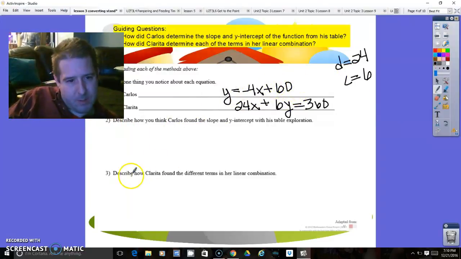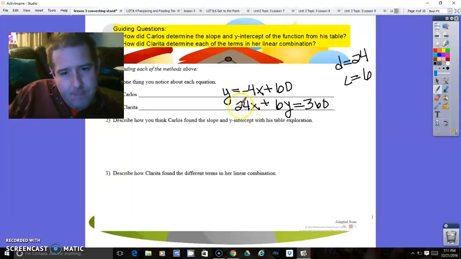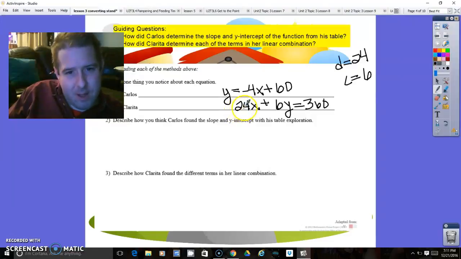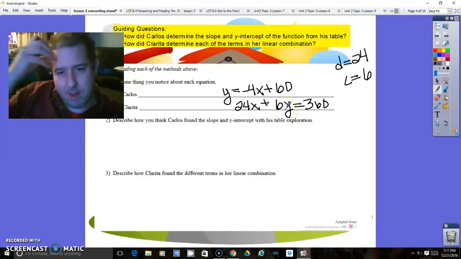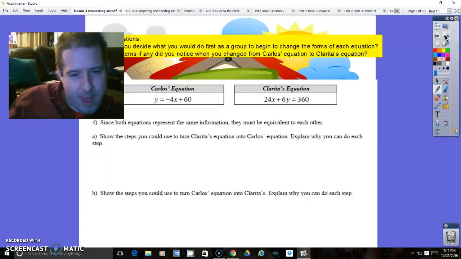So that's your y-intercept. So describe Clarita. How did she get this equation? That one's actually a little bit easier. 24 represents how much space each dog pen needs, and 6 represents the amount of feet for the cat pens, and it has to equal 360. So everything has a meaning. That's what they all mean in the context of the situation.